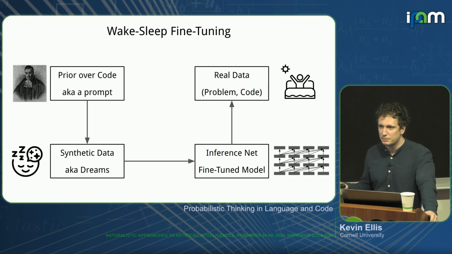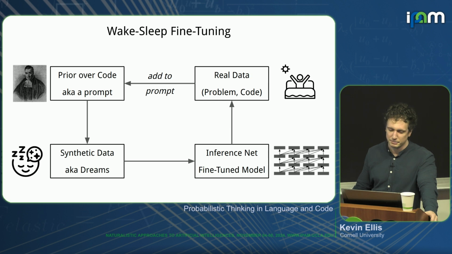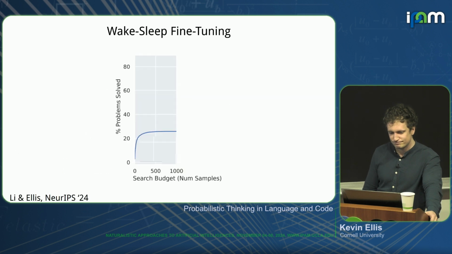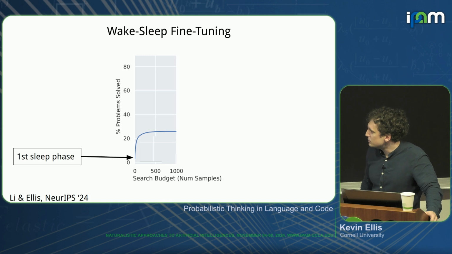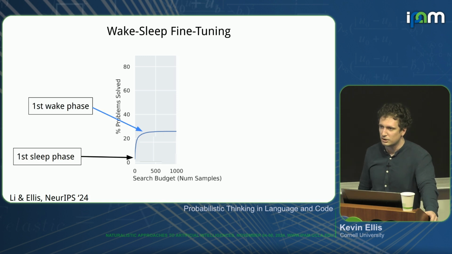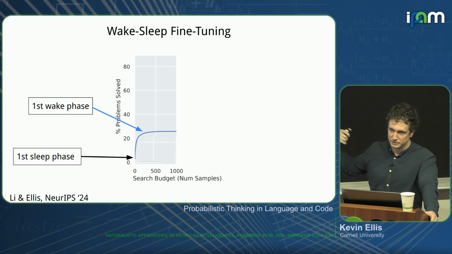This means that we have real examples of actual things that we had to program and real programs that solve them. So we can close the loop and then update our prior by adding that to our prompt. And then this becomes a cycle which solves more problems and also develops an inference network that is better attuned to the true distribution of problems. So when you run this, what you see is that after the first sleep phase, you often don't solve a lot of problems. But you're able to solve some of them, meaning that on the next iteration, you have a better prompt to learn from.